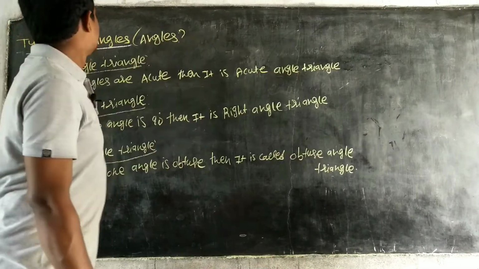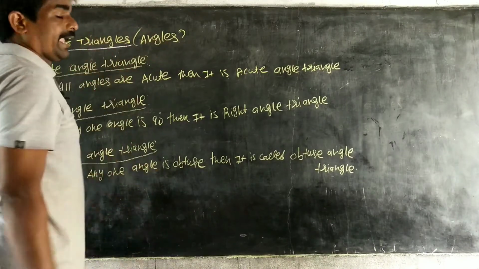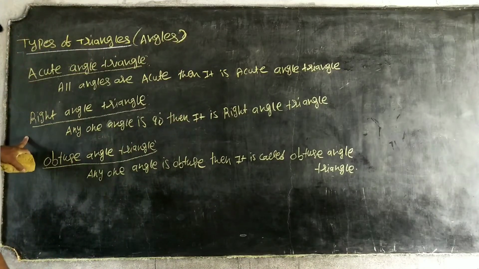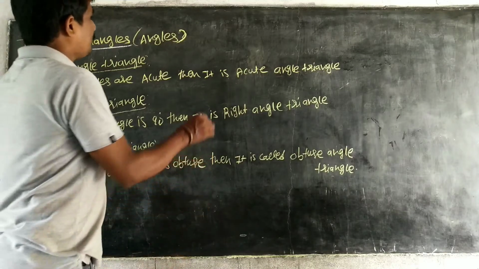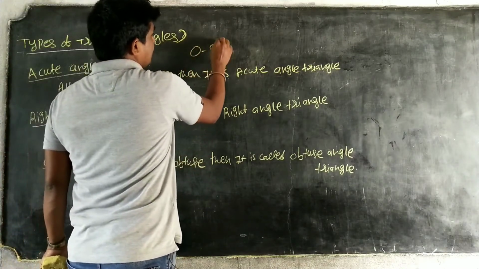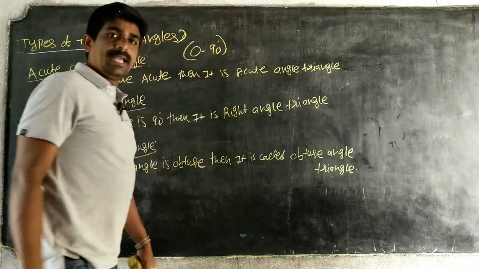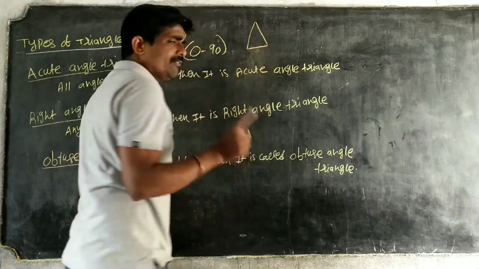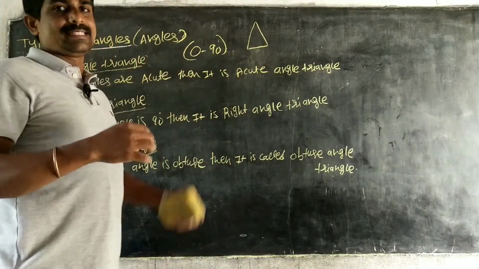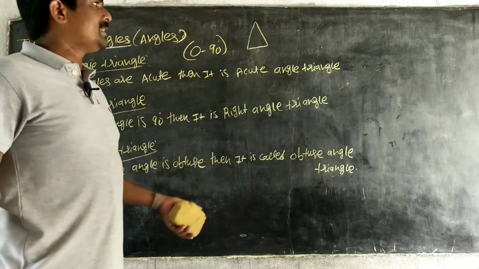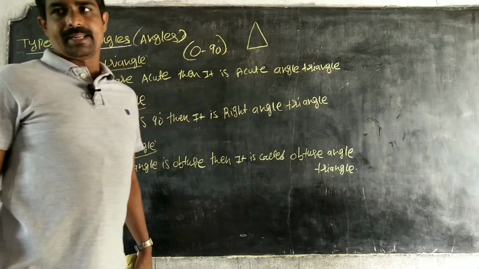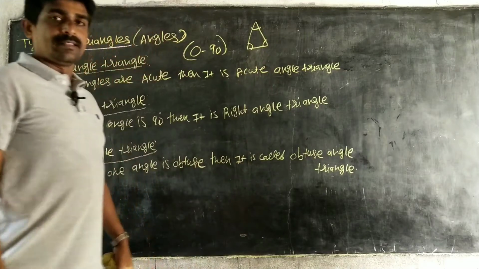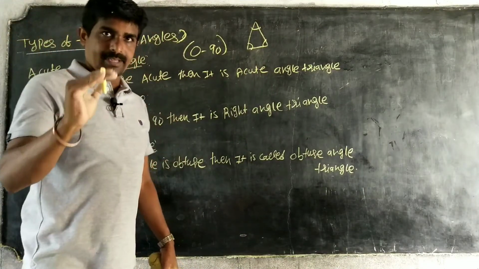Okay. Next. Types of triangle based on angles. Based on angles, there are acute angle, right angle and obtuse angle triangles. Now, acute means 0 to 90 degrees, not exactly 90. Okay? Less than 90. If in a triangle all angles are less than 90, then it is called an acute angle triangle.